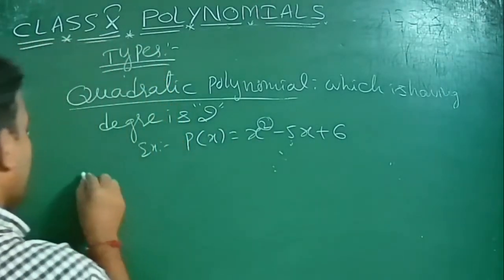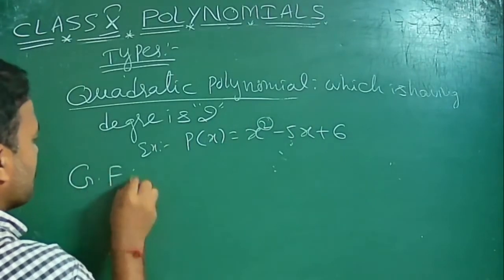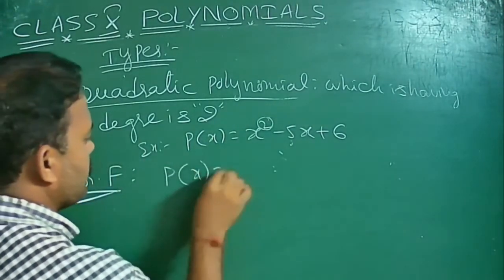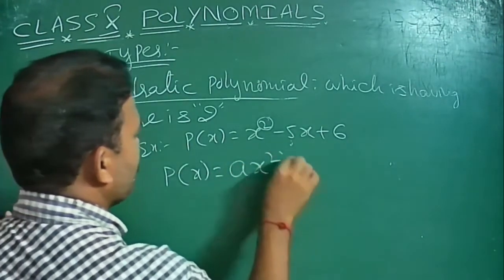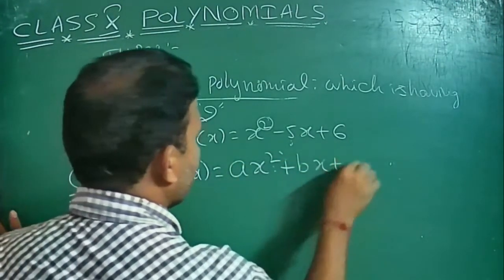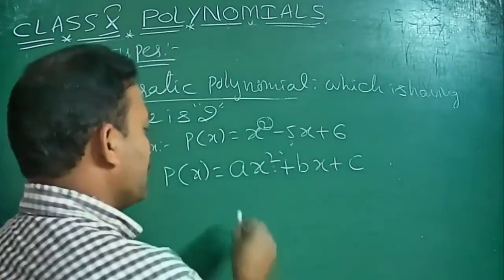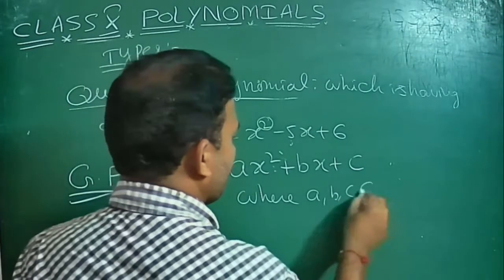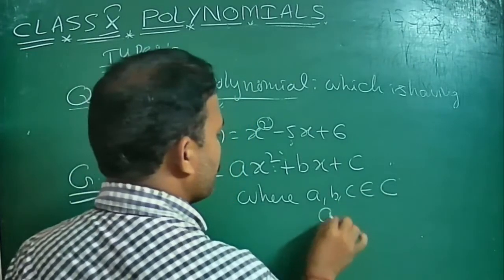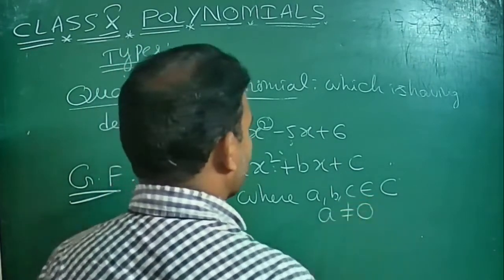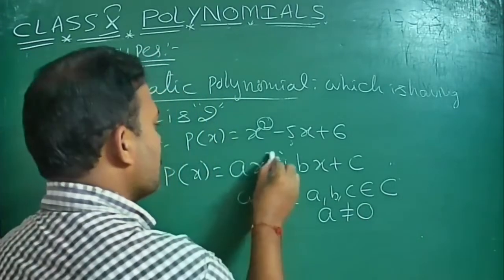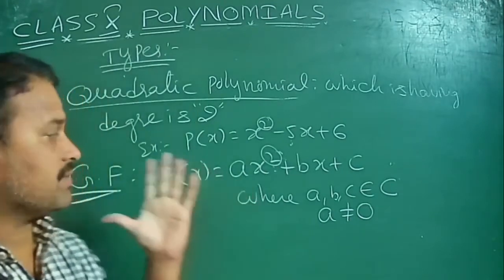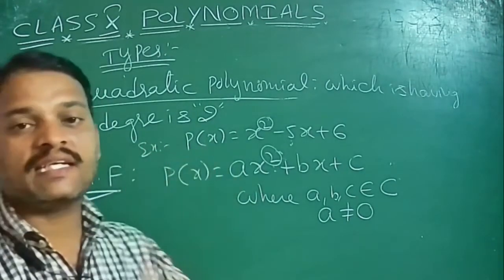Next, what is the general form? The general form is p(x) = ax square plus bx plus c, where a, b, c belong to complex numbers and the leading term a is not equal to 0. This polynomial has degree 2, so it is called a quadratic polynomial.